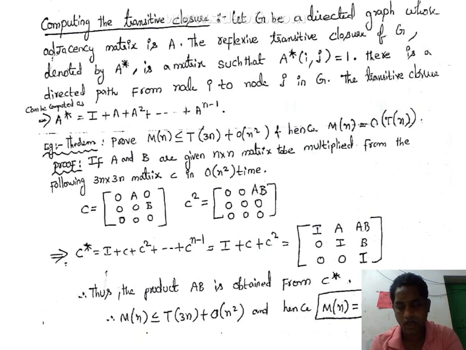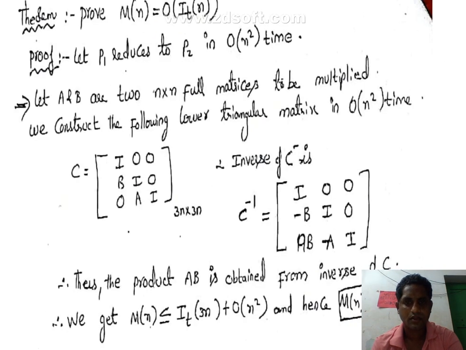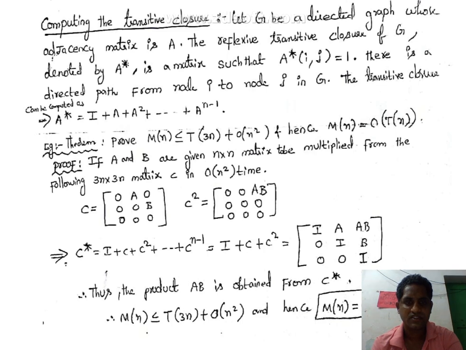So right now you have to compute the transitive closure of particular problems. C star equals I plus C plus C squared, equals [I A B; 0 I B; 0 0 I]. That way we can perform the operation, we can get M(n) equal to big O of T(n).